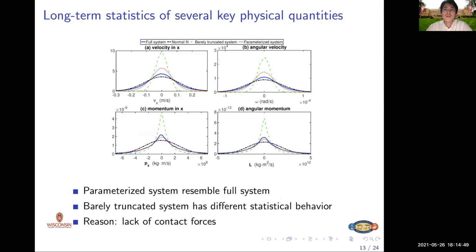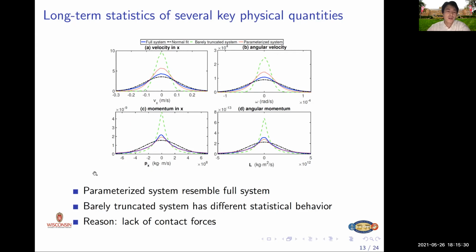Similarly, on the other physical quantities, here we are looking into the velocity in x direction and velocity in y direction. We are considering 2 dimensions here. So velocity in x, angular velocity, and the momentum in x and the angular momentum. Here we are considering 3 different systems: the parameterized system in red, the bare truncated system in green, and the full system in blue. And this black one is the normal fit.